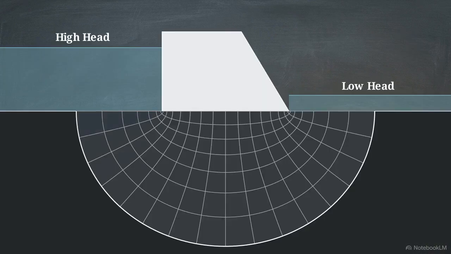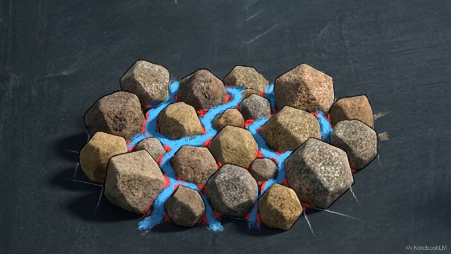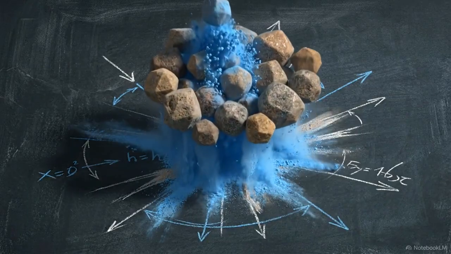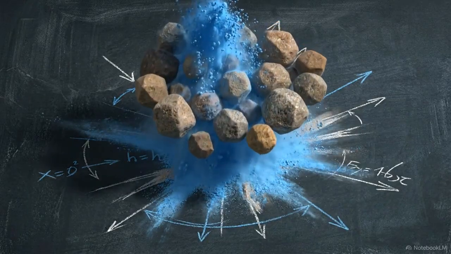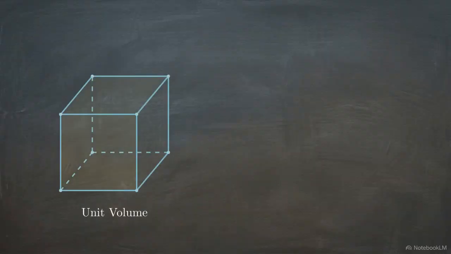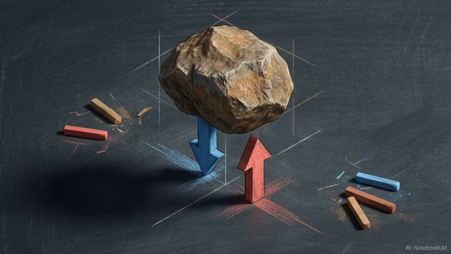The flow net serves as a visual map of how energy dissipates within the soil mass. As hydraulic head forces water through the microscopic pores, that water loses energy to viscous friction against the soil particles themselves. This friction physically transfers a continuous drag force directly onto the soil skeleton. We call this the seepage force. The magnitude of this threat per unit volume is equal to the hydraulic gradient multiplied by the unit weight of water. This becomes a critical problem when the direction of flow is upward.